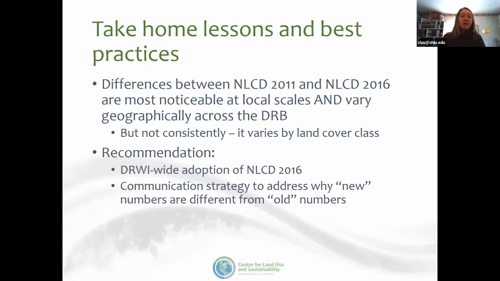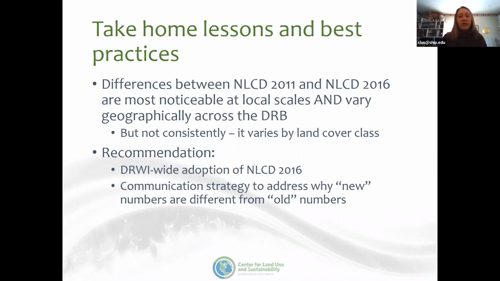So when we look towards recommendation, again, the overall recommendation is a DRWI-wide adoption of the 2016 edition of NLCD, and also to think about developing a communication strategy to address why new numbers are different from the old numbers. And that communication strategy might differ based on cluster geography, just because the differences, again, vary geographically.